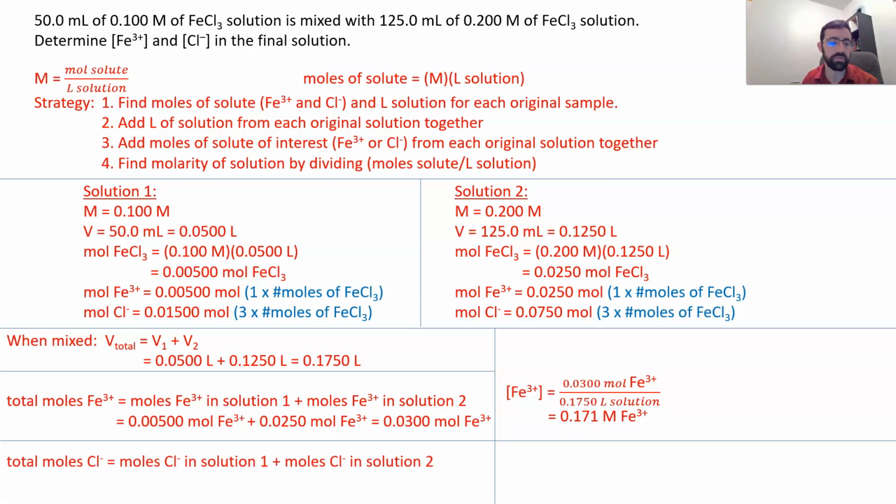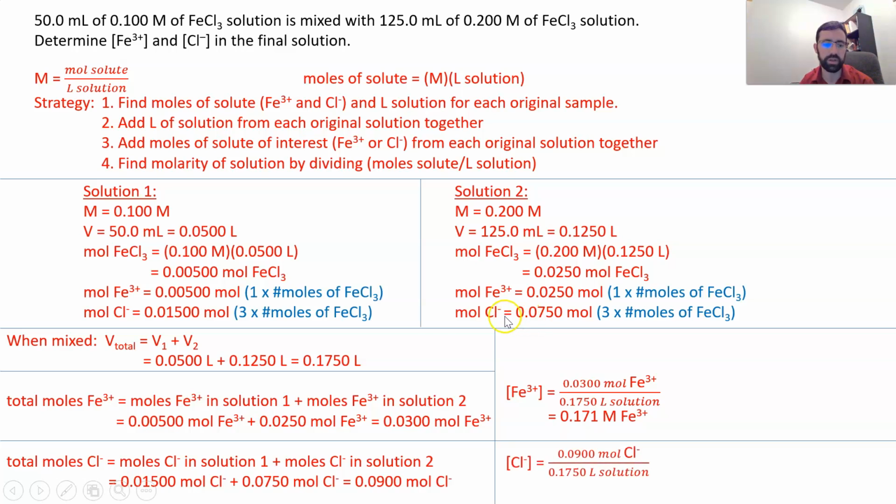To find the total moles of chloride ions, we add those two together. We got our answers from here and here, add those together, and you get 0.0900 moles of chloride ions. Then the concentration of chloride ions is going to be equal to the number of moles we found here divided by the same volume we had up there, the volume after we add the two solutions together. So that's V1 plus V2, 0.1750. You get 0.514 molar chloride ions.